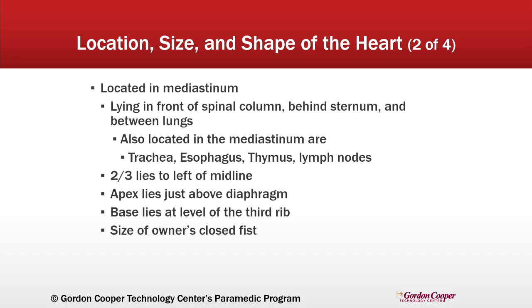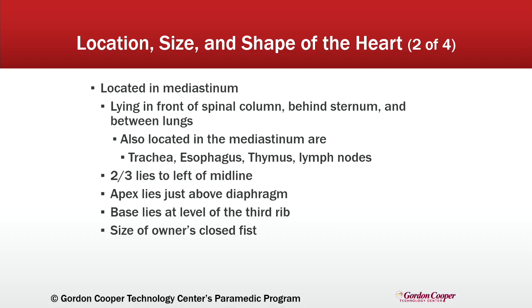The heart is located in the mediastinum, which is an area in the chest. It sits right in front of the spinal column and behind the sternum, nestled right between the lungs. In this same mediastinal space, we also find other important structures such as the trachea, the esophagus, the thymus, and the lymph nodes. It's interesting to note that about two-thirds of the heart lies to the left of the midline of the body. If we look at its positioning, the apex of the heart is just above the diaphragm, and the base is at the level of the third rib.